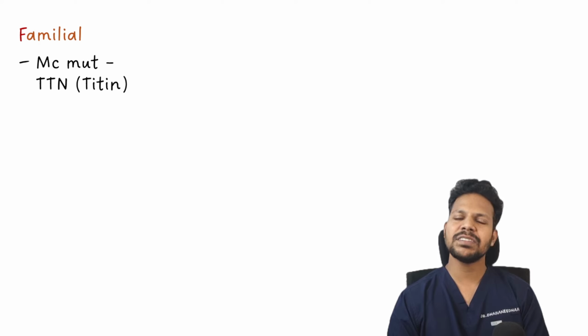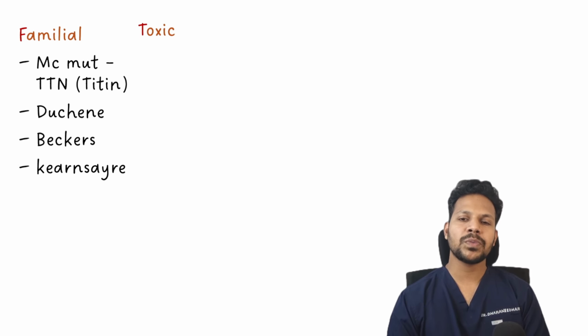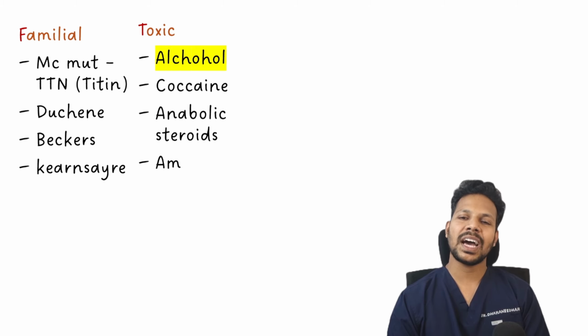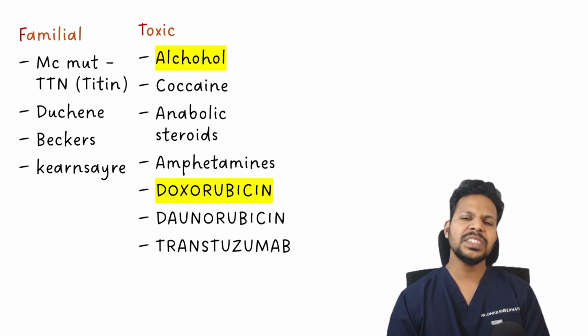Now we have some more causes. We have familial causes. The most common mutation is in the titin gene, and we have some muscular dystrophies like Duchenne muscular dystrophy, Becker's muscular dystrophy, and Kearns-Sayre. And we have certain toxic causes. The most common one is alcohol, followed by the use of cocaine, anabolic steroids, amphetamines, and certain anti-cancer drugs like doxorubicin, daunorubicin, and trastuzumab. All these drugs will result in dilated cardiomyopathy.